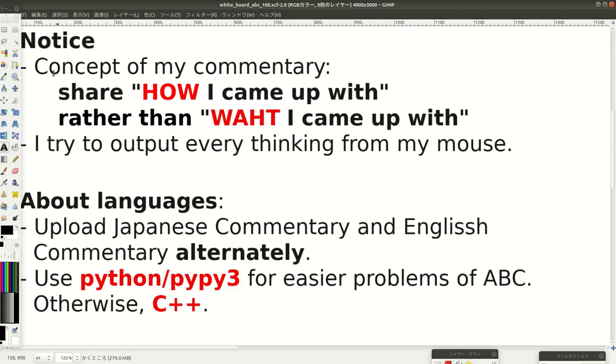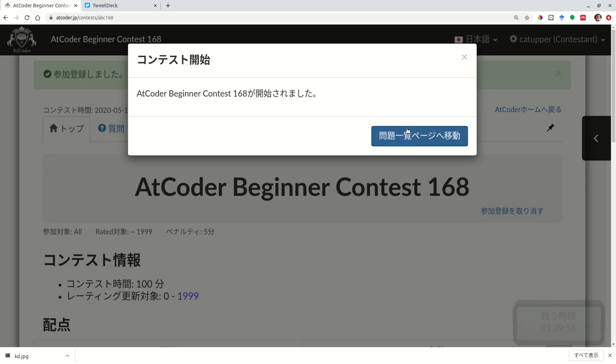And there is an update at this point. I will use Python 3 if I need. I got some advice that Python 3 is a little bit faster than Python. Okay, so it starts.